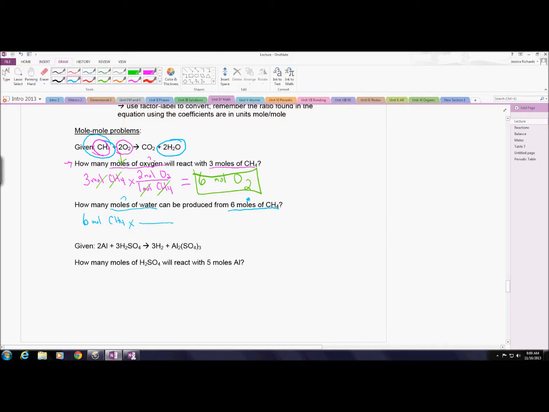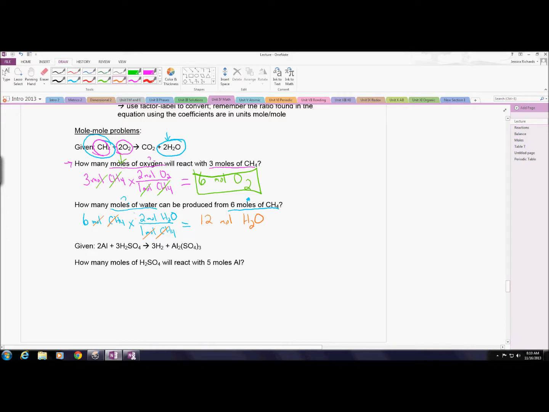I take the 2 things I circled in the equation. The part that I want to cancel goes on the bottom, so 1 mole of CH4 on the bottom. The component I'm trying to switch to goes on the top, so 2 moles of water on the top. Remember that even though the word mole is not written in here, the coefficient is a mole ratio, and when we read this equation, we read this as 2 moles of water. So that's why I keep writing mole in here. We cancel moles of CH4. I do the math. 6 times 2 is 12. 12 moles of water.